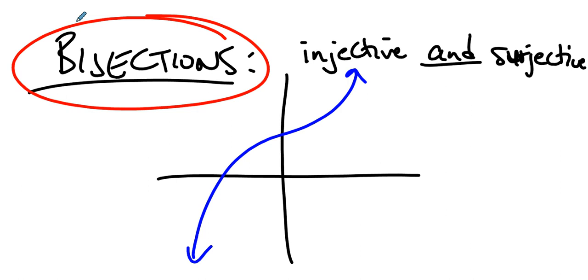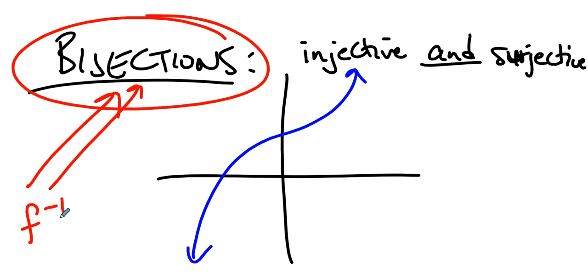But really, we want them to know it because of this, and we want them to know this because we want them to be able to talk about the inverse function. This is the inverse function. We want them to be able to talk about that intelligently, and the only way they can talk about it intelligently is if they know about bijections.